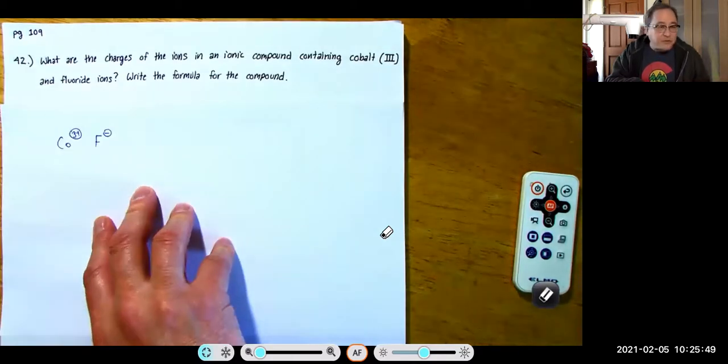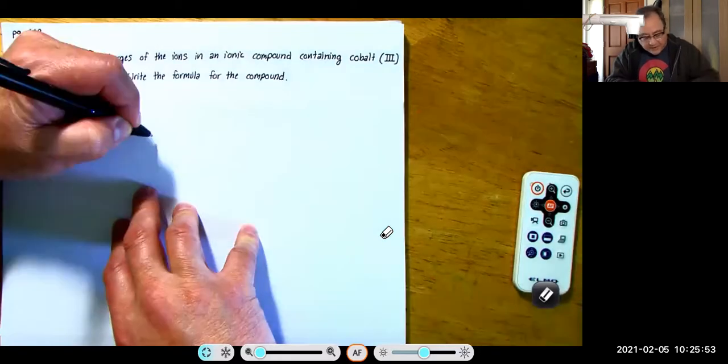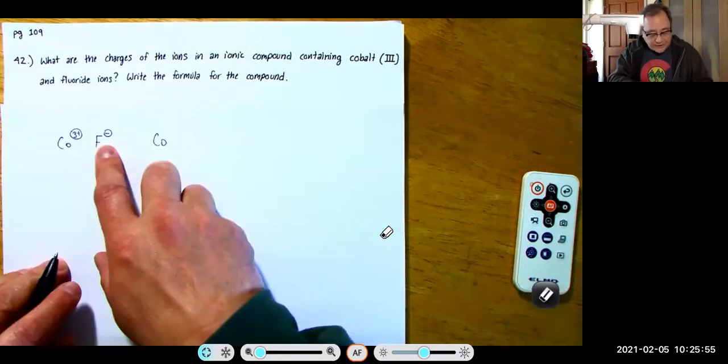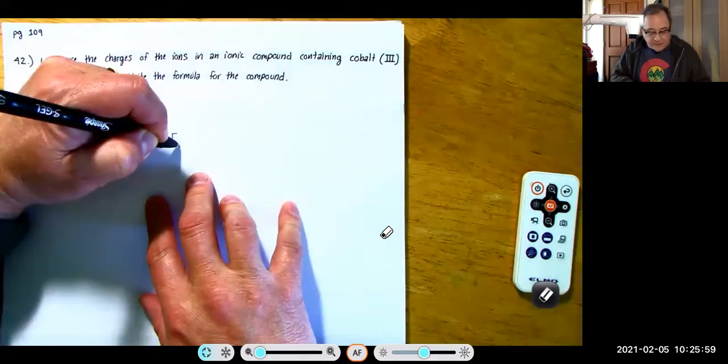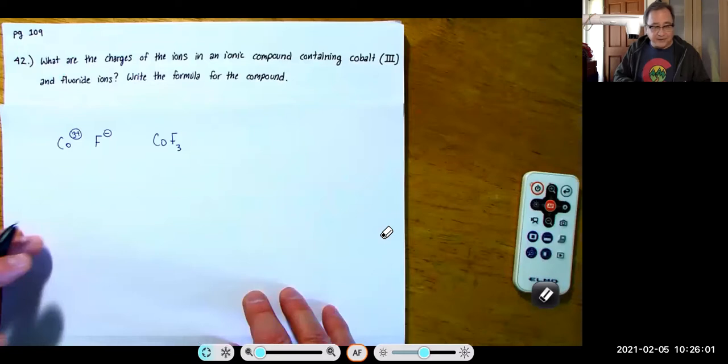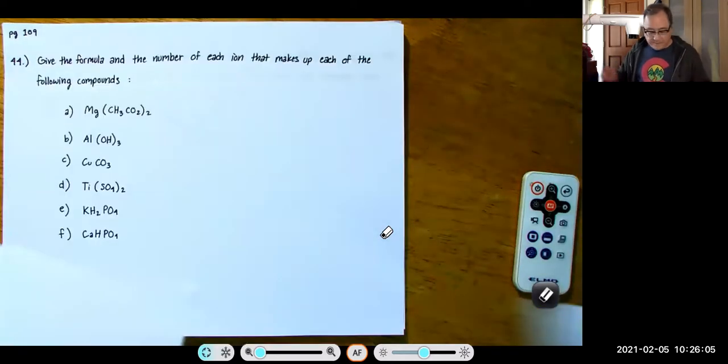And do you remember the switch and simplify? Cobalt gets a 1, but we don't write ones, and fluorine gets a 3. And this one can't be simplified, so we're done. Any questions? So see, some of these are pretty quick.